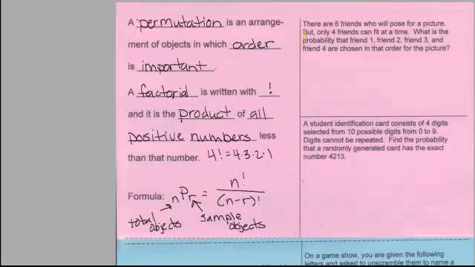So it says that there are 6 friends who will pose for a picture, but only 4 friends can fit at a time. What is the probability that friend 1, friend 2, friend 3, and friend 4 are chosen in that order for the picture? So all you really need to get from this is that n is 6 because that's the total, r is 4 because that's the part. So whenever we write this and plug it into our formula, it's 6 factorial over 6 minus 4 factorial.